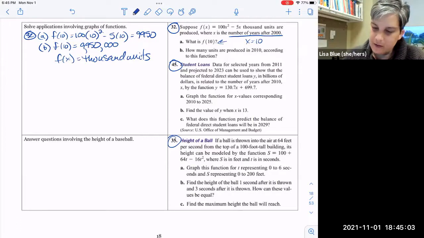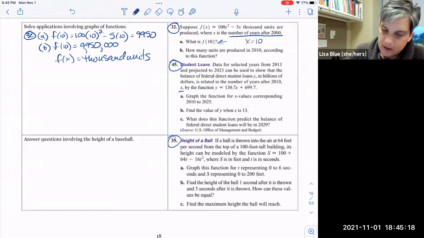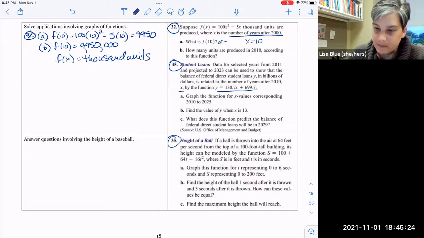All right, so 45, student loans. Data for selected years from 2011 and projected to 2023 can be used to show that the balance of federal direct student loans, y in billions of dollars, ouch, is related to the number of years after 2010, x, by the function y equals 130.7x plus 699.7.